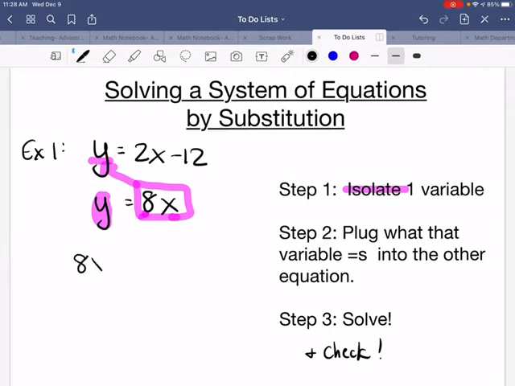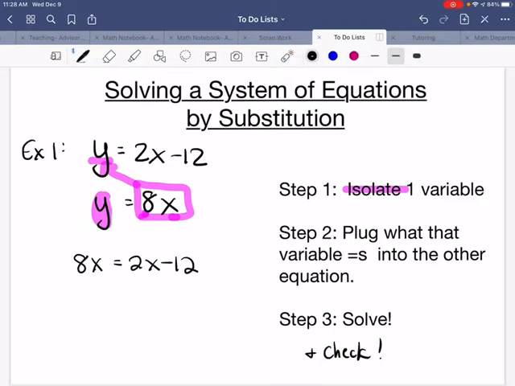So we write that like this. The 8x goes where the y was, and then we just keep bringing down the 2x minus 12. Okay, so the 8x replaced this, and then I just brought down my equals 2x minus 12, and that's what I wrote here. Great, so that's step 2, I go to step 3, which is solving.